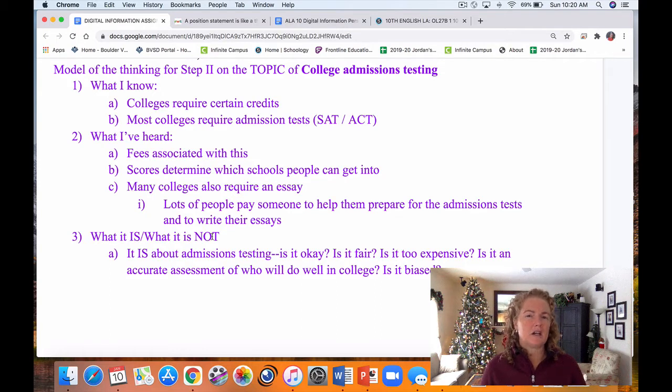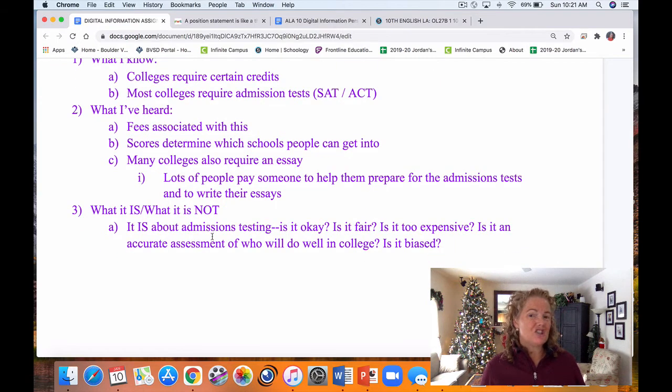And then here's what I've heard. I've heard that there's some money associated with that. I've heard that your scores really determine which schools folks can get into, and that many colleges also require an essay. And then lots of people pay somebody to help them prepare for those tests and those essays. Now, here's what it is and what it is not. It is going to be about admissions testing. So I'm going to brainstorm a whole bunch of questions about that.